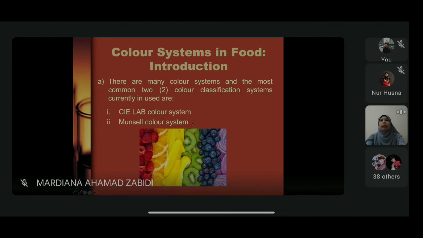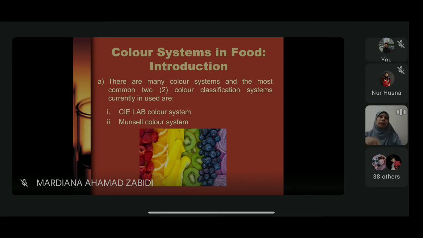Munsell color system is almost similar to the CIE LAB system. But this one measures in terms of the saturation and the hue for that particular product. Okay, and then you actually have another, the third color system, but this one is just for your general info, because this one is not added into your lecture notes. So later other classes will get different information.